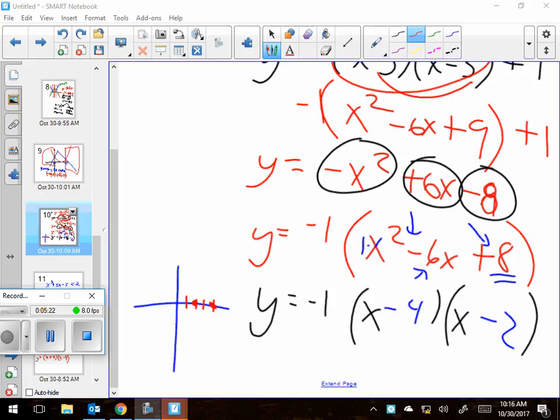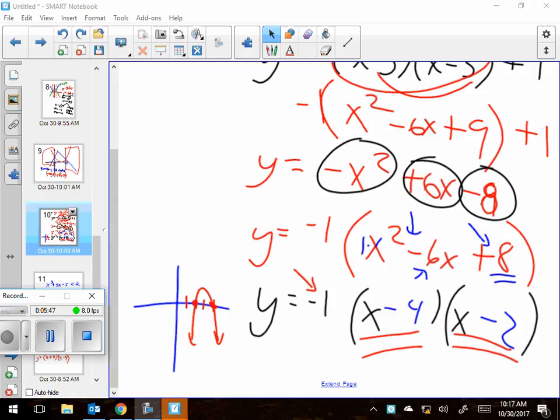And I know it's an upside down parabola, so I know it kind of goes like that. Can you see that too? Do you get what I'm saying there? Because this tells me that 4 is a root or a 0 or an x-intercept. This tells me that 2 is one of the x-intercepts or the roots or the zeros. And this negative 1 in front means it's an upside down parabola.